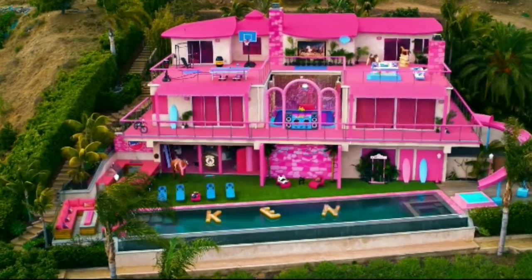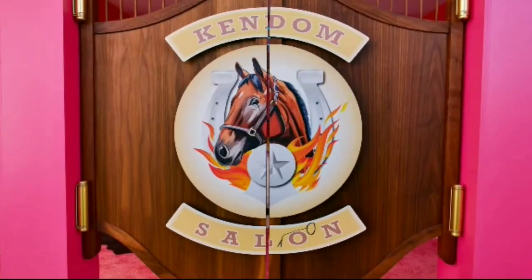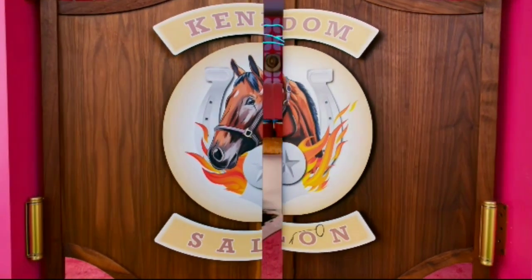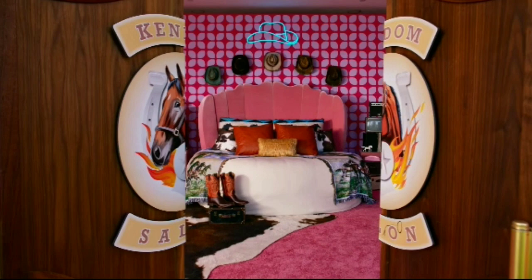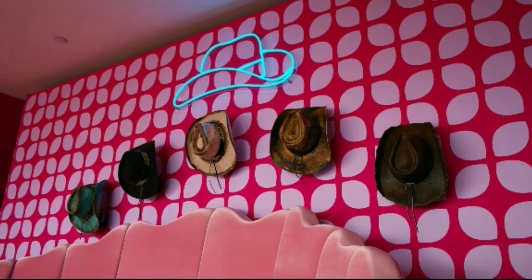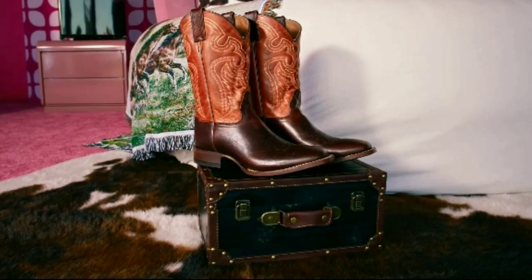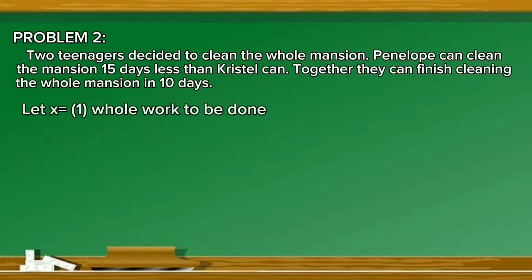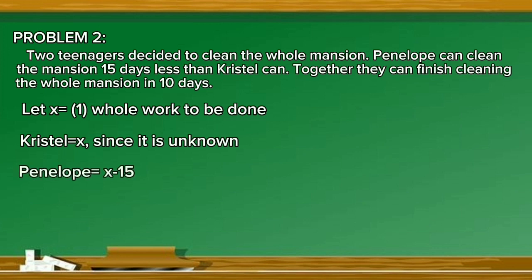Now, let us have problem number 2. Two teenagers decided to clean the whole mansion. Penelope can clean the mansion 15 days less than Crystal can. Together, they can finish cleaning the whole mansion in 10 days. Now, let x equal 1 whole work to be done. Crystal equals x since it is unknown. Penelope equals x minus 15. As stated, 15 days less than Crystal can.